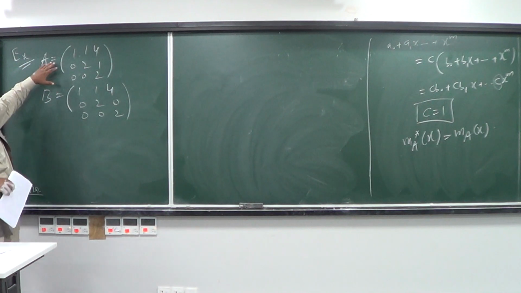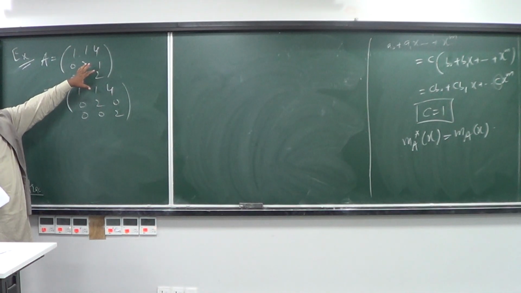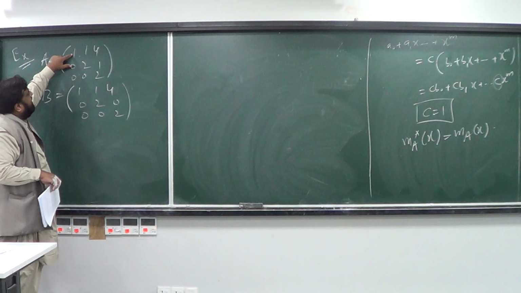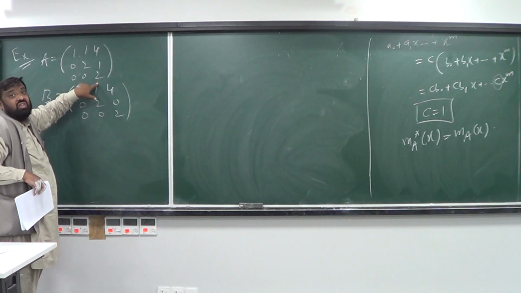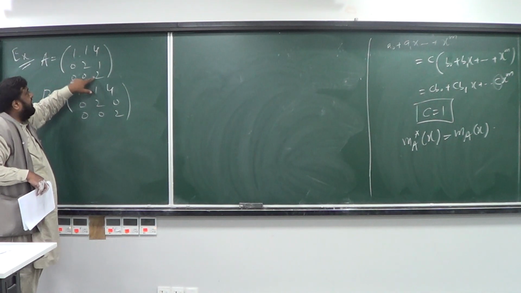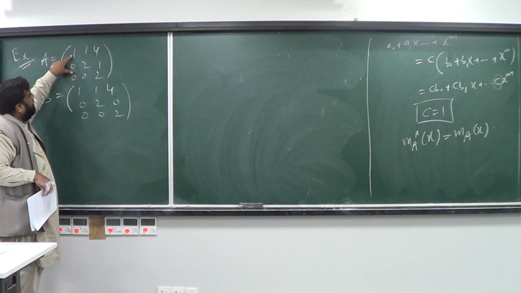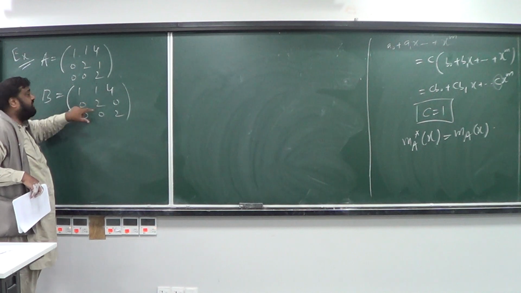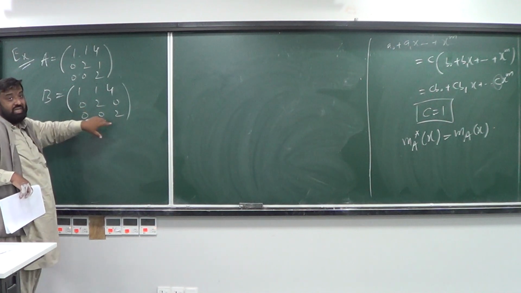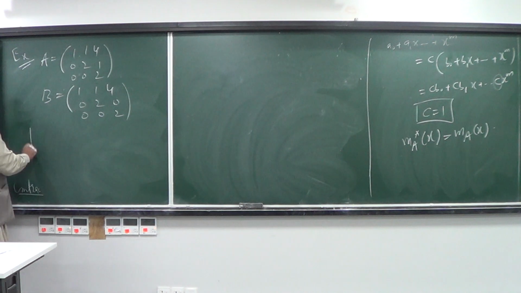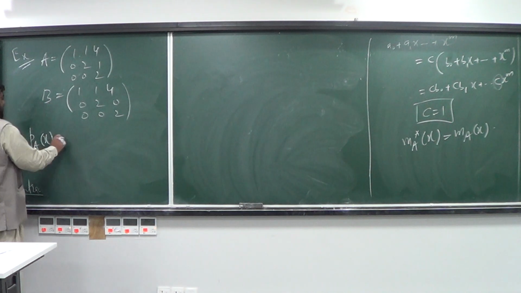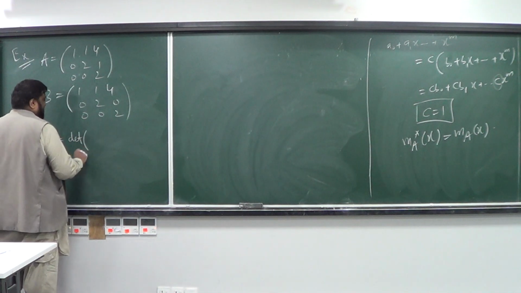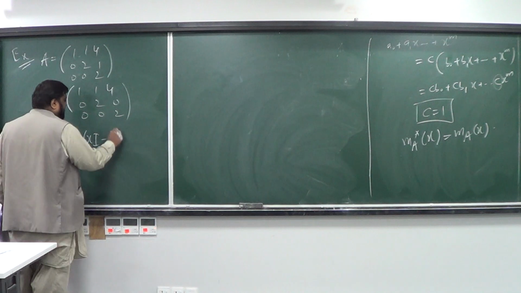I know this is an upper triangular matrix. Yesterday we talked about it: if you have an upper triangular matrix, its eigenvalues are the diagonal entries. So what are going to be the eigenvalues of this matrix? 1, 2, 2. And this is also an upper triangular matrix. What are the eigenvalues of this matrix? 1, 2, 2, and hence they have the same characteristic polynomial. In other words, if you compute the characteristic polynomial, then you need to compute the determinant of xI minus A.